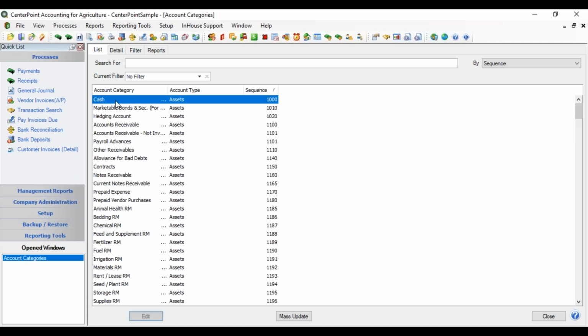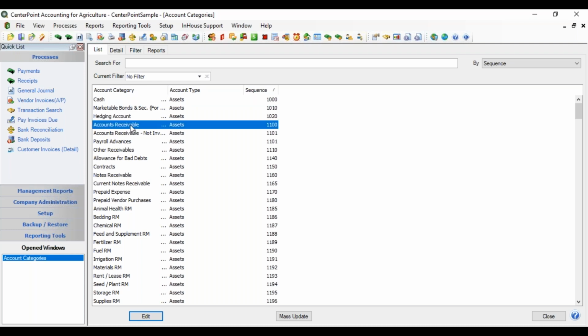But for example, our cash account category has a specific purpose: any accounts in a cash account category are the accounts that you would see in a lookup in bank account when you're doing a cash payment or a cash receipt. If we looked at accounts receivable account category, any accounts in accounts receivable will be the account that you would see in a customer invoice for the receivable account.